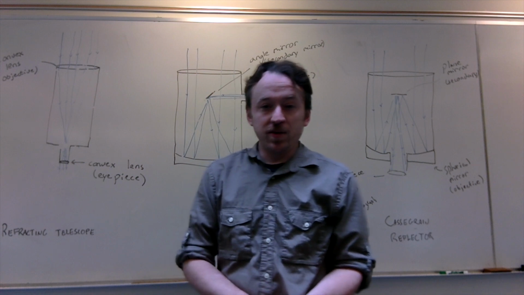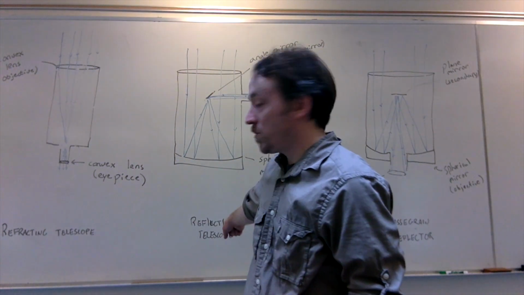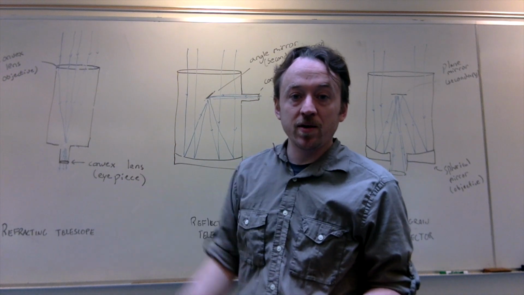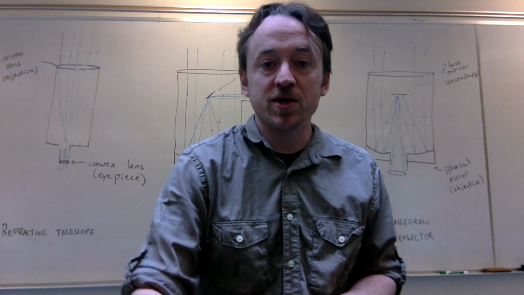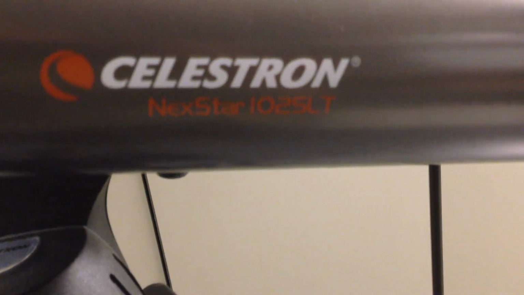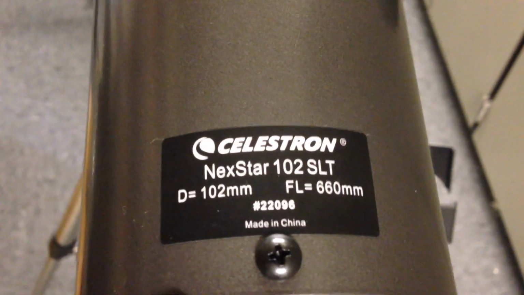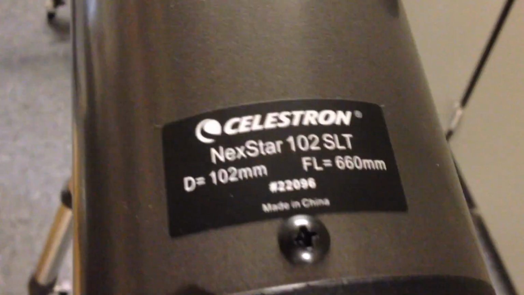So I think what I'll do now is show you physically some examples of a refracting telescope and a reflective telescope, because I happen to have one of each in the back. This is a nice portable refracting telescope right here. This is a Celestron Nexstar. It has a convex lens at the front with a diameter of, if I can get it into focus, 102 millimeters, and the focal length is 660 millimeters.